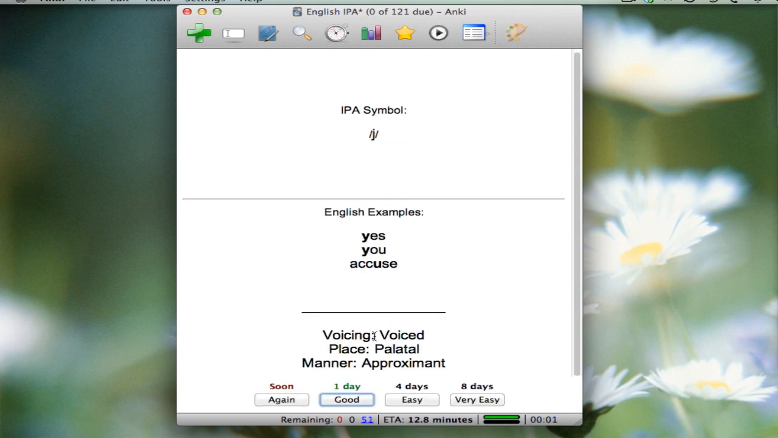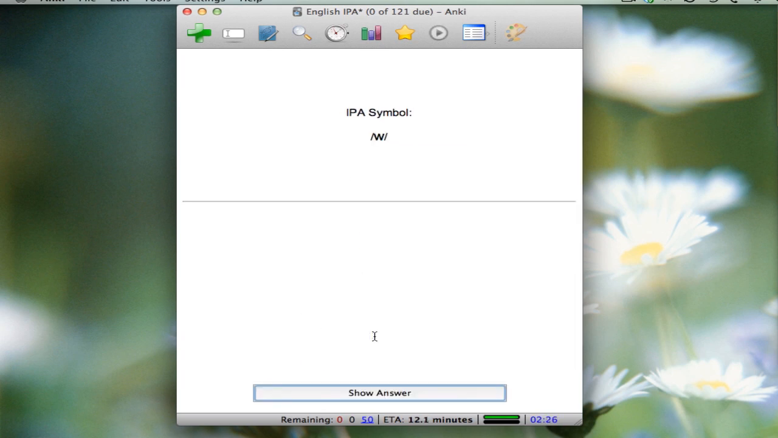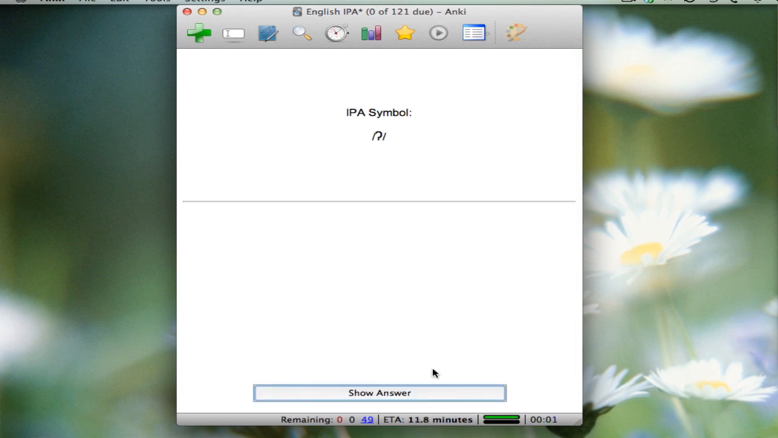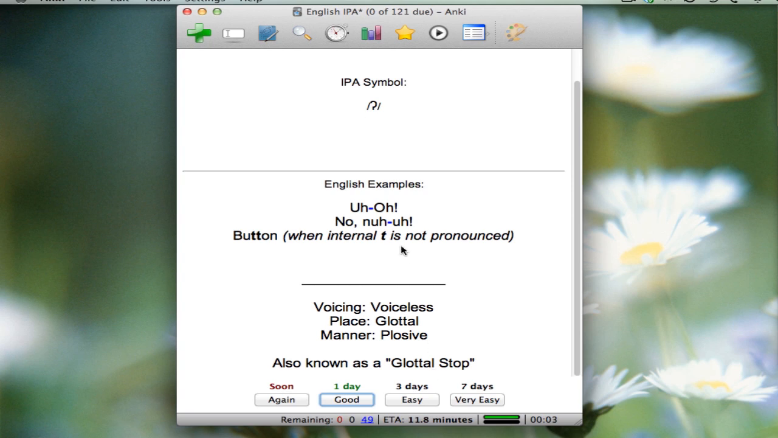Y is our first approximant. Nothing much to say there. W is our labiovelar, which I talk about in the video, where the lips are rounded like an U, and the back of the tongue is also raised to a soft palate. This is our glottal stop. It's never spelled. I've sort of written it in this little dash: uh-oh, or nuh-uh, or button.